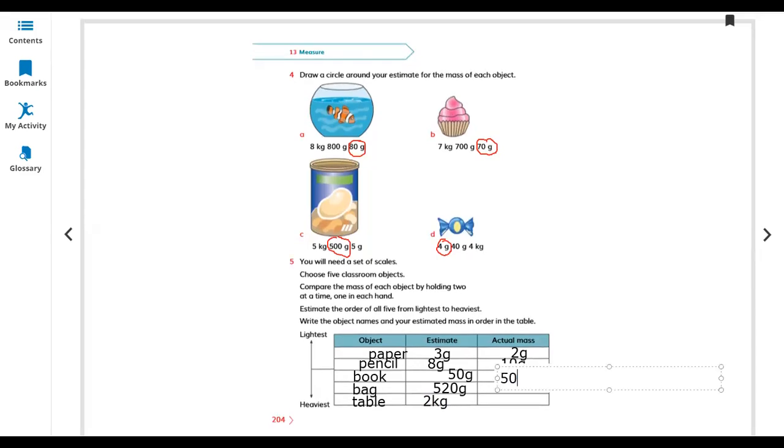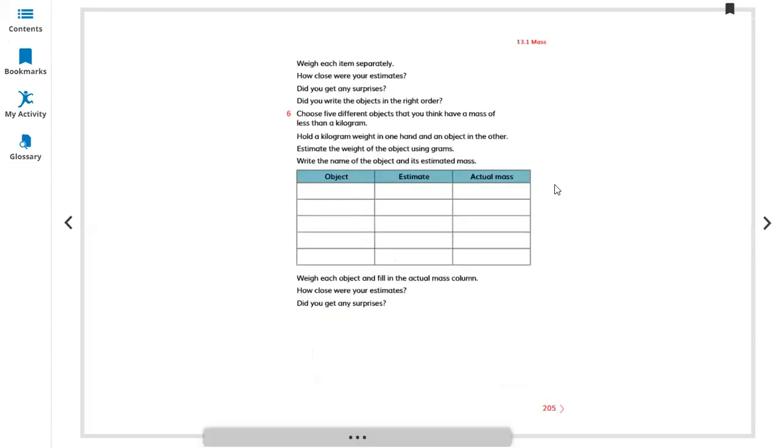I'm still estimating. The actual, you can use scale to find the accurate answer. This bag is 540 gram, and table is more than this, 3.5 kg order, you can say, because it's a heavier object. Page number 205, weigh each item separately. How close were your estimation?